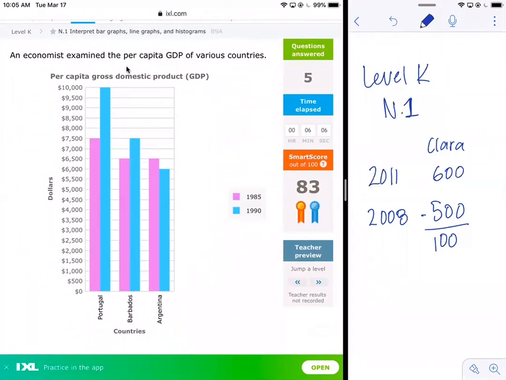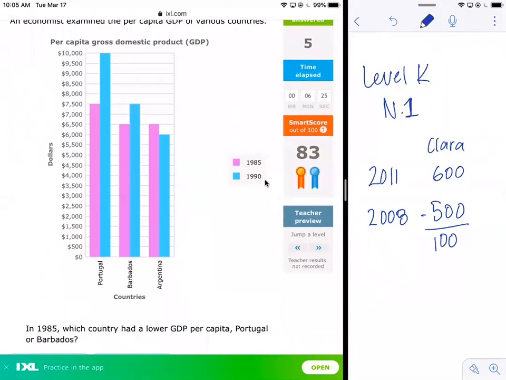An economist examined the per capita GDP of various countries. So we have the GDP here that stands for gross domestic product. It's how countries are judged on how good their economy is. So the key over here says 1985 to 1990. 1985 is the purple bar, and then 1990 is the blue bar.